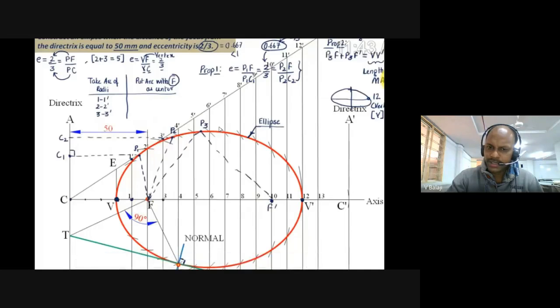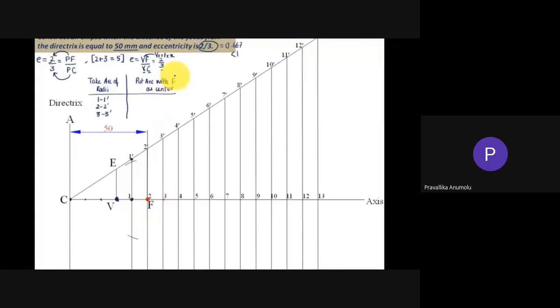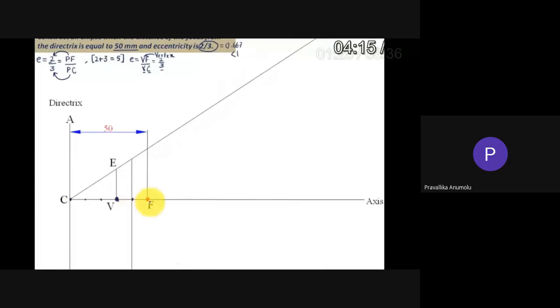Any other procedure, any procedure difficulties? Okay, sir, please. The part where you use intersection points for drawing the ellipse, can you explain that one part again, sir?